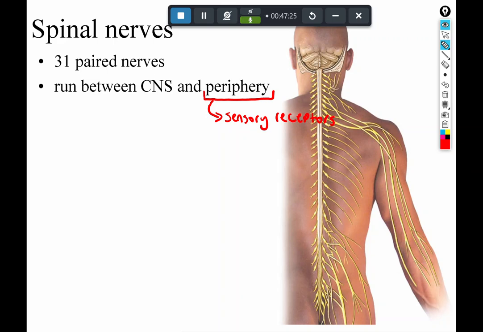So we can divide sensory receptors into exteroreceptors, which means they sense things outside of the body, so stimuli coming in from the environment. But there's also oodles of interoreceptors. And these are going to detect internal conditions.